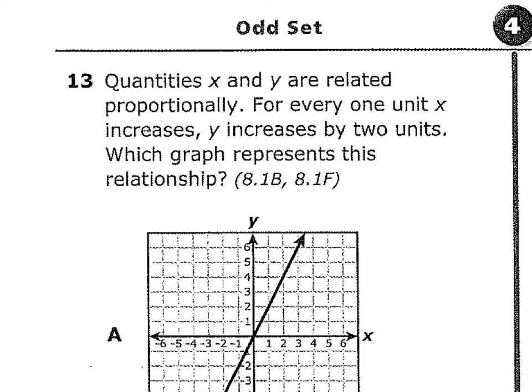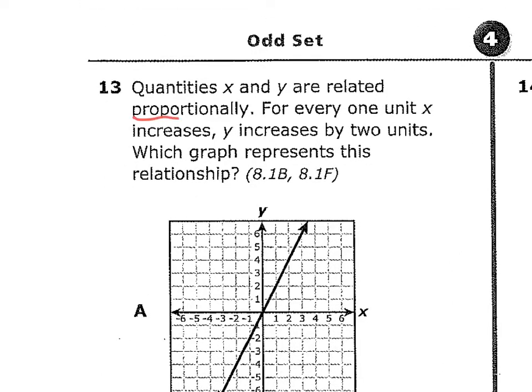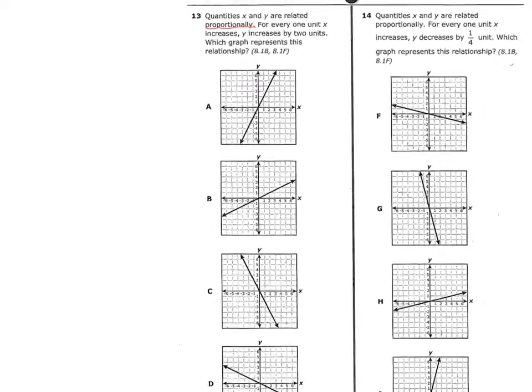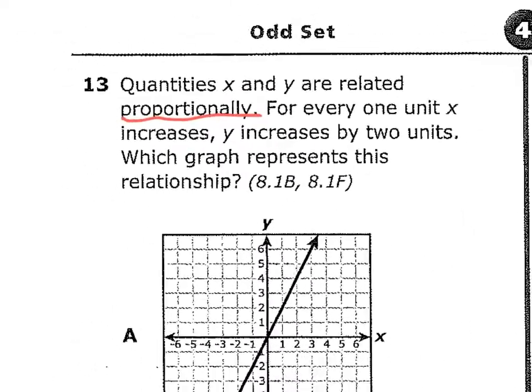For every 1 unit x increases, y increases by 2 units. Which graph represents this relationship? Okay, so it did say proportionally, so the first thing I'm going to check is to see if they are all straight lines and going through 0, 0. Okay, that didn't narrow anything down for us at all.